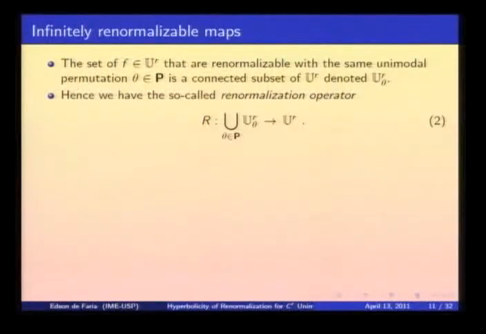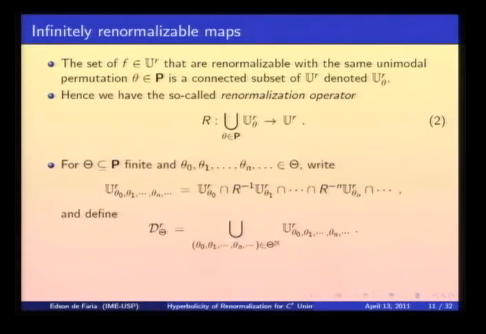So with this notation, the renormalization operator becomes defined on the union of these U^r sub thetas, where you vary the permutations through all possible unimodal permutations. And you can also talk about infinitely renormalizable maps. Now I'm actually fixing, and from now on I will do that, a finite subset of the unimodal permutations, and I will only consider maps which are renormalizable with permutations in this set.